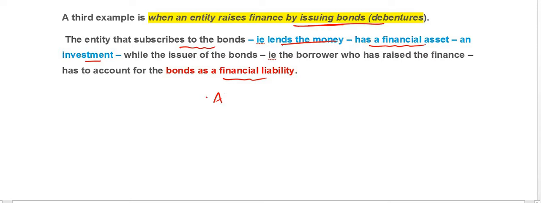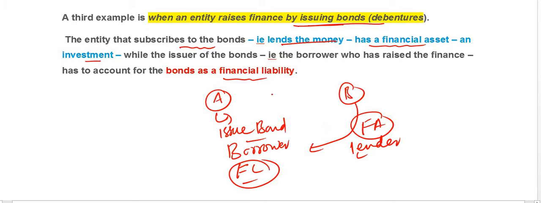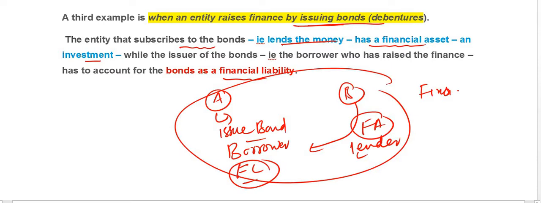So here, if I say A and B, this party wants to issue bonds. And why do they want to issue bonds? Because they want to raise finance. So this party is the borrower. And this party B has invested in the bonds of party A, so that will create a financial asset. Here this party is the lender, I mean they provide money, so this party will have a financial liability and this party will have a financial asset, and this whole thing is called a financial instrument.